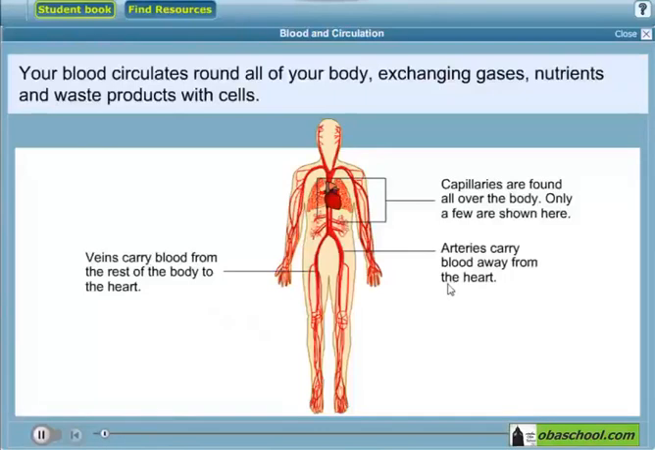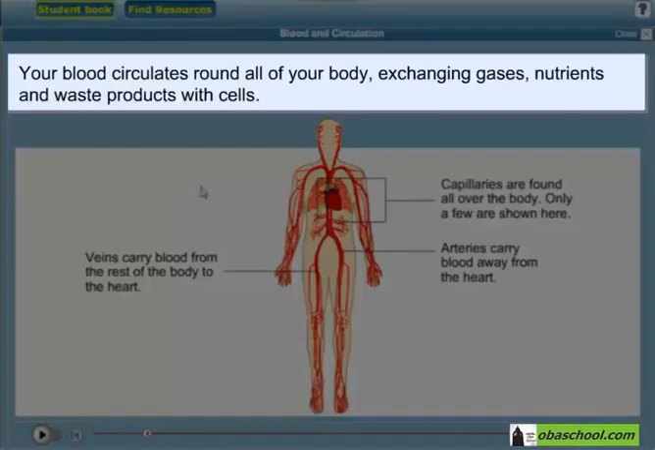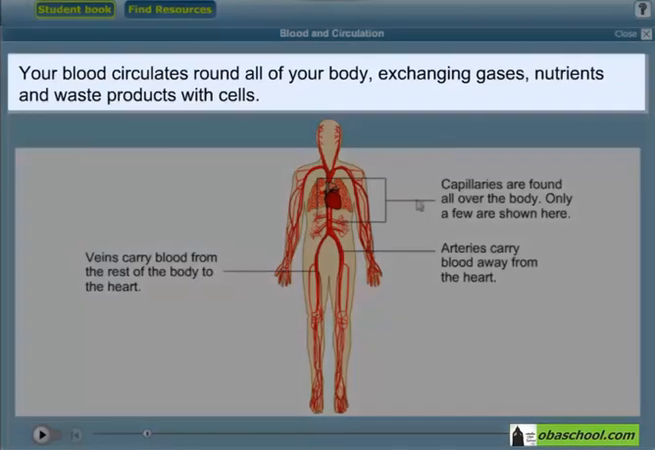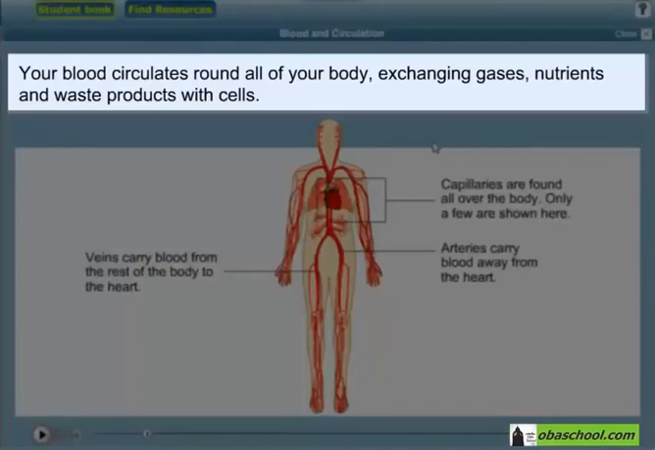So let's take a look at the double circulatory system in humans. This is the circulatory system. It is made up of two circulations. Blood is used to circulate gases, nutrients, and waste products all around your body, so it can deliver gases and nutrients to your cells and take waste products from your cells so that they can exit your body.